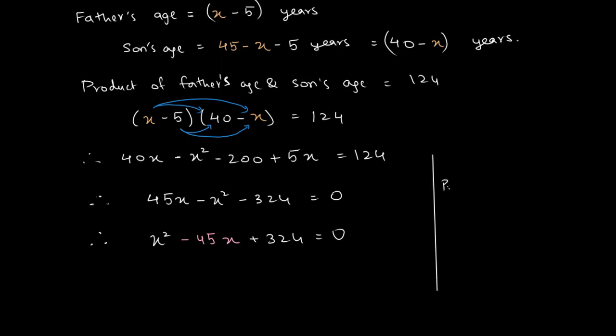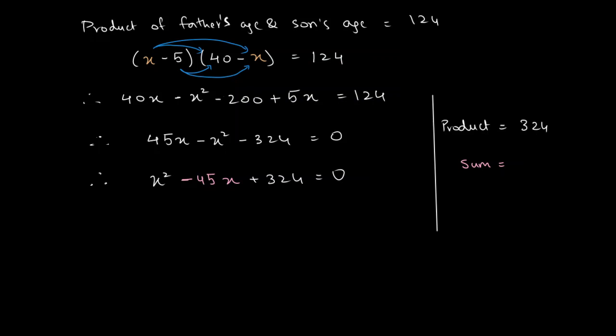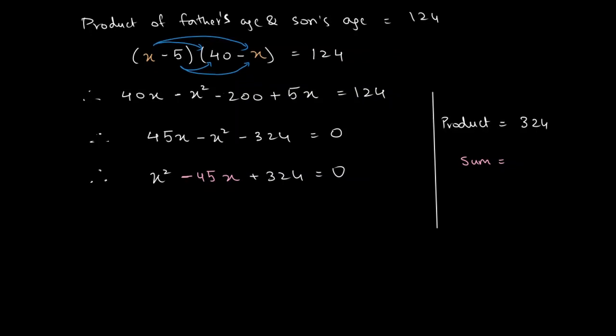So for that, I know the product is equal to 1 into 324, which is 324. And I need the sum to be equal to negative 45. So two numbers multiplied should give me 324 and added should give me negative 45. So how do I get those two numbers?